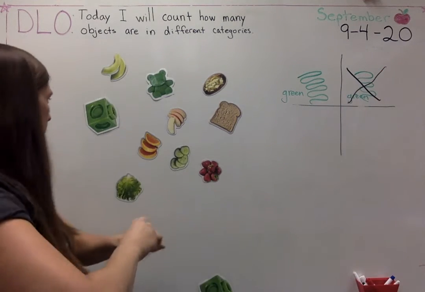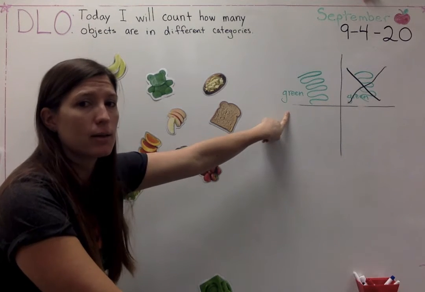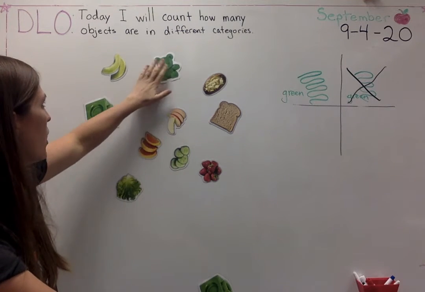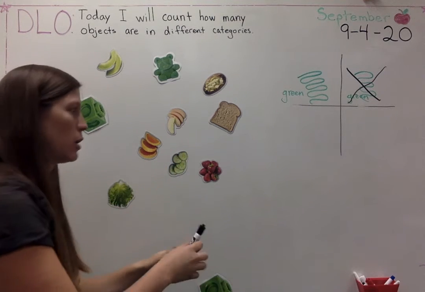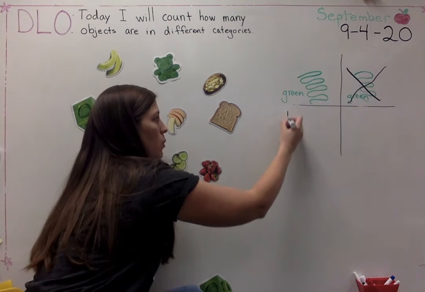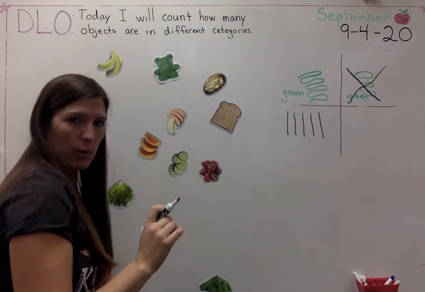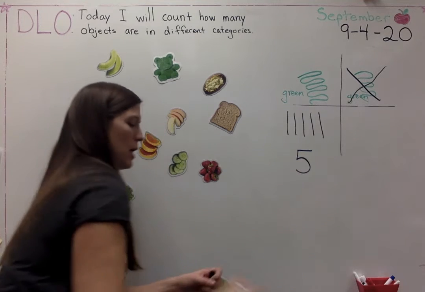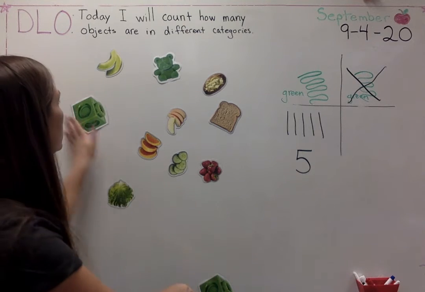Okay, ready? Let's start with how many objects have green on them. I mixed them all up. Let's count. 1, 2, 3, 4, 5. I have 5 green objects here. I'm going to draw 5 tally marks. 1, 2, 3, 4, 5. How do I write the number 5? Short neck, belly fat, Mr. 5 wears a hat.